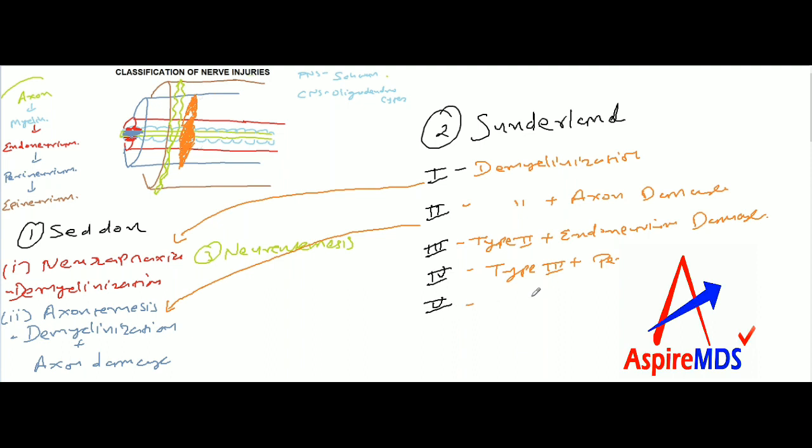And type 5 is the same as type 4 plus the epineurium is also affected. So it is going to damage the nerve through and through, and same as neurotmesis, it is going to separate the nerve stump into two parts.